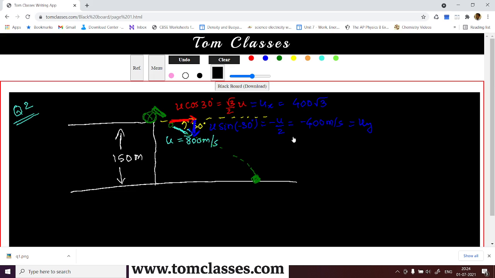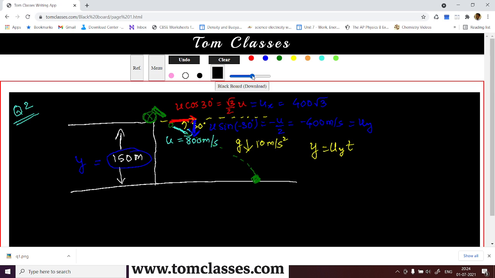Now I know the distance. The distance it is traveling vertically is 150 meters, so this is y. The y movement will be given by y is uy into t, but I don't know t. I know the acceleration, g will be acting downwards, so let's take g as 10 meters per second square.